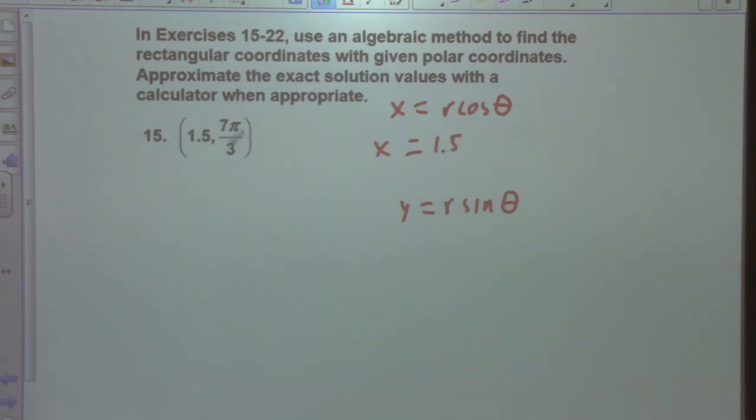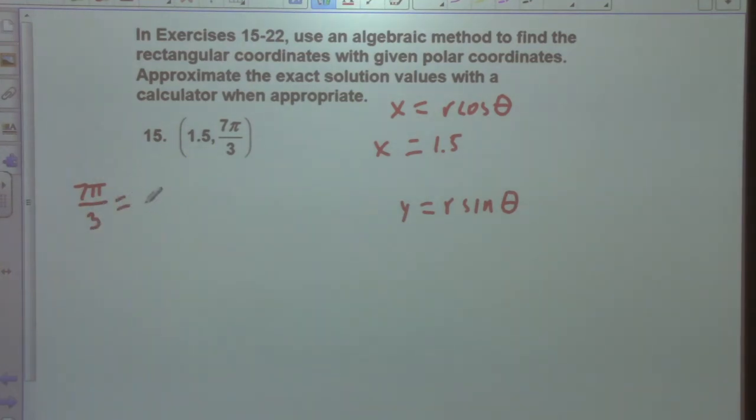And cosine of that. Well, what's the cosine of 7 pi over 3? Is 7 pi over 3 a standard angle in your unit circle? No, it's not, right? But what is a rotation in a unit circle? Pi over 3.